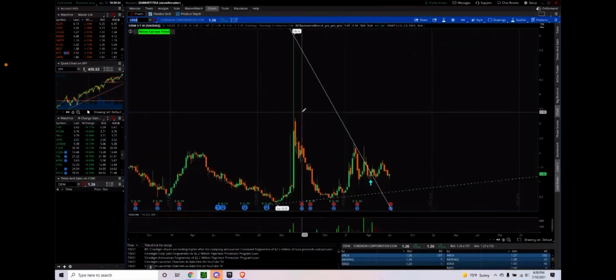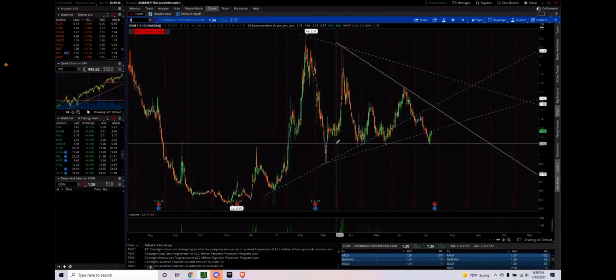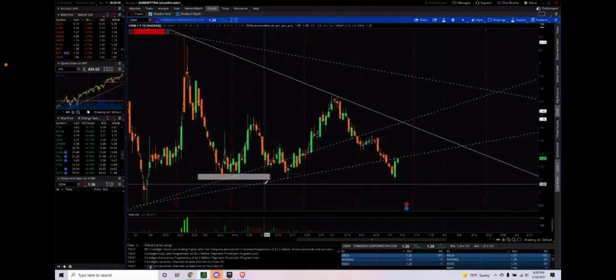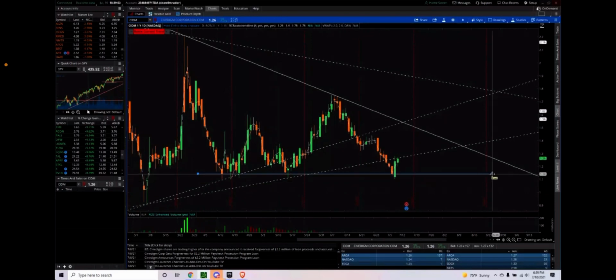CIDM. Oh, this one's clear as day. Alright, so you could have drawn your demand zone right here. See these 3 wicks? Here's your demand zone. You say, okay, I want to extend it to the right so I can give myself trade opportunities in the future. So there's your demand zone.